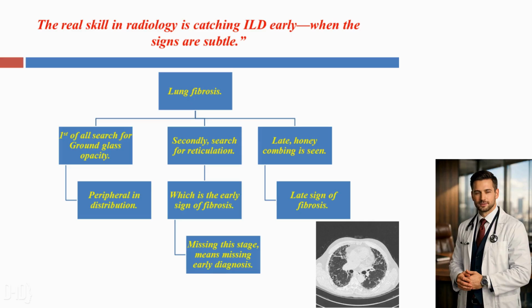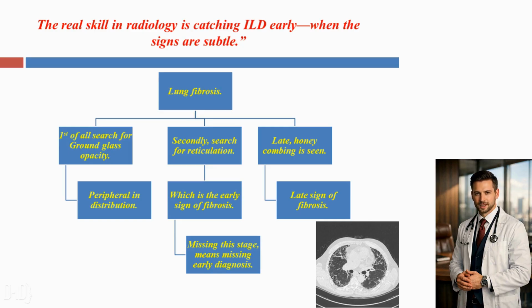We can summarize lung fibrosis in the following steps. First of all, search for ground glass pattern opacities, which should be peripheral in distribution. Secondly, search for reticulation, which is the early sign of fibrosis, putting in consideration that missing this stage means missing early diagnosis. Late in the disease, honeycombing is noted, which is the late sign of lung fibrosis.